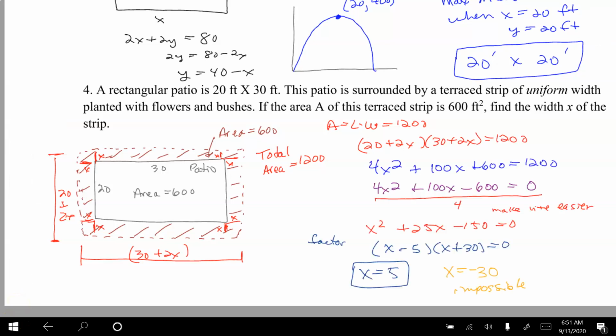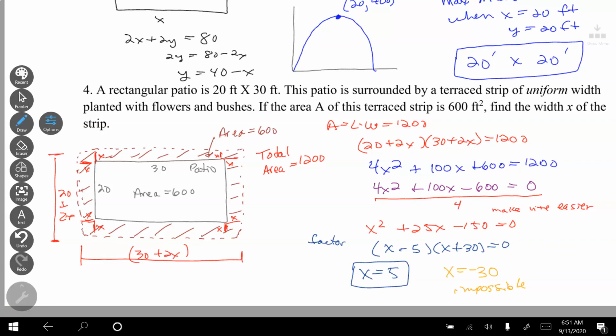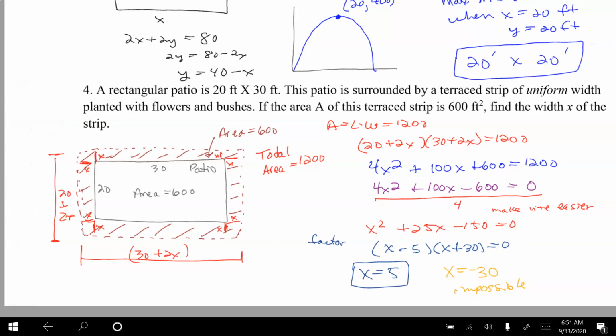Okay, as you can see, I went through and solved the rest of the problem. I expanded the binomials. I had to subtract the 1200 over because when I have an x squared problem, I have to set it equal to 0. I divided by 4 to make my life a little bit easier. And I factored it, and I got two solutions, 5 and negative 30. Obviously, negative 30 is impossible, so the width of the terrace strip is 5 feet.